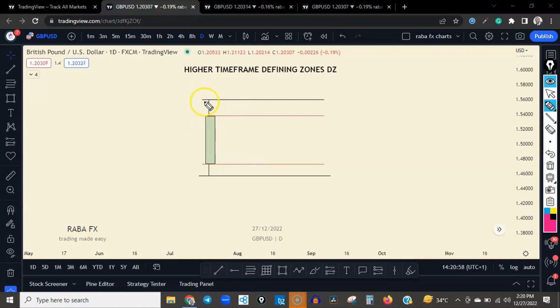Now, when the first week of the month is formed, you then draw a line, the highest here and the low here. You pull it out. This will be the monthly DZ, the monthly defining zone. This will be the monthly implied defining zone, and the same thing here, and this will be the monthly defining zone.